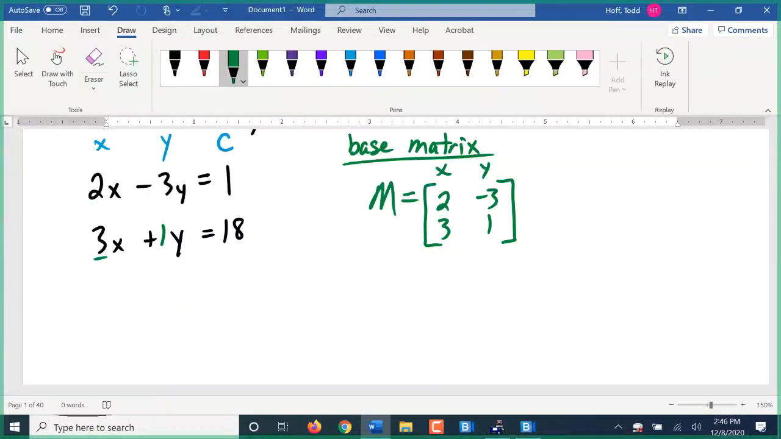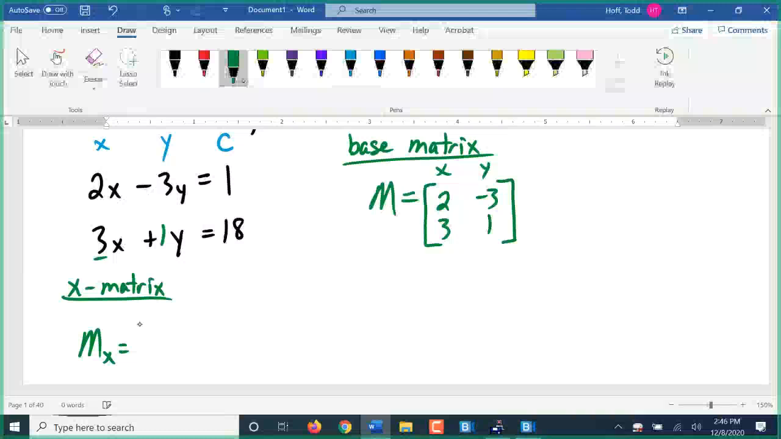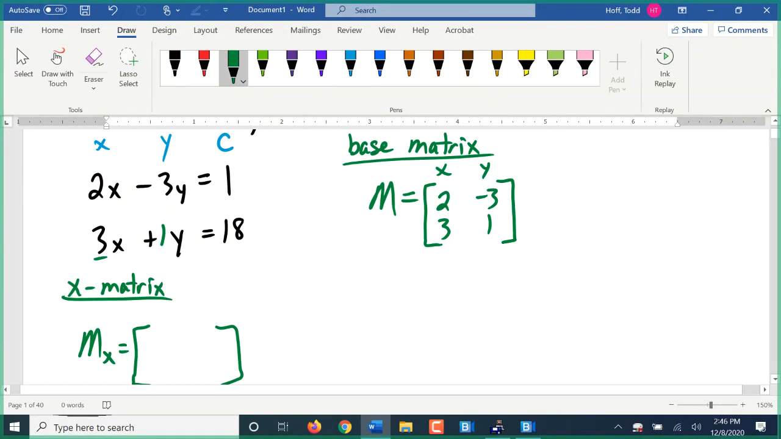Cramer then also defined an X matrix, noted by M with a little X by it. In the X matrix, we replace the X column with the constants. So instead of the X coefficients, it's the constants and then the Y coefficients. So notice here it was X, Y, here it's C and then Y. We replace the X coefficients with the constants. So the constants here are 1 and 18. The Y coefficients are -3 and 1 again.